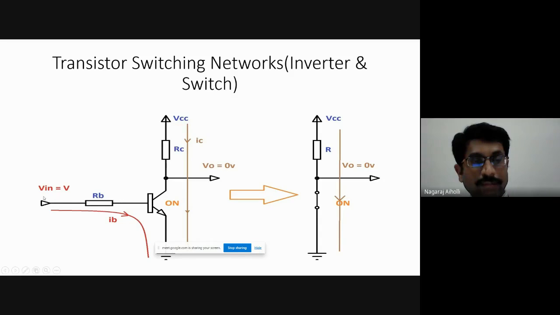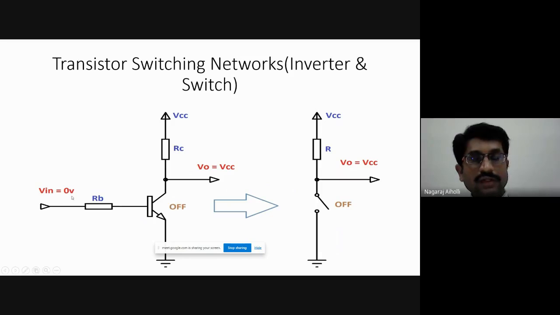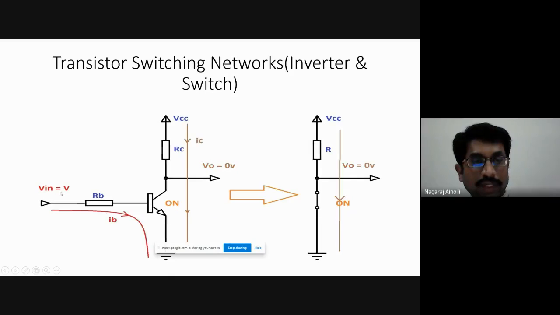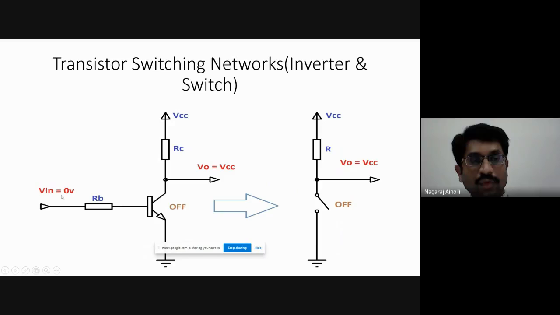Then let us see what will happen if V in is 0. If the input voltage is 0, how the transistor will behave. If V in equal to 0 volts, there is no current flowing through this base resistance. 0 volts means no current. So a slight leakage current will be flowing. Because of this, the transistor will be in off state, in cutoff state. For applying high voltage to the base terminal, the transistor will be in saturation condition. When we are applying low voltage or 0 volts to the base terminal of the transistor, then the transistor will go into cutoff state.